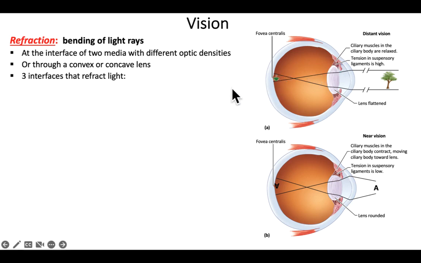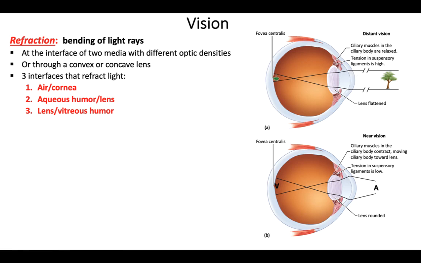Notice that your light is bent actually in 3 places. When light goes from air to cornea, it bends once there. When it goes from aqueous humor into the lens, it bends once there. And then when it comes out of the lens into the vitreous, it bends a 3rd time. It's best shown right here. These light rays come here, they bend once in the cornea, they bend again when they enter the lens, and they bend again when they exit the lens. So there are actually 3 interfaces that do the refraction of light.